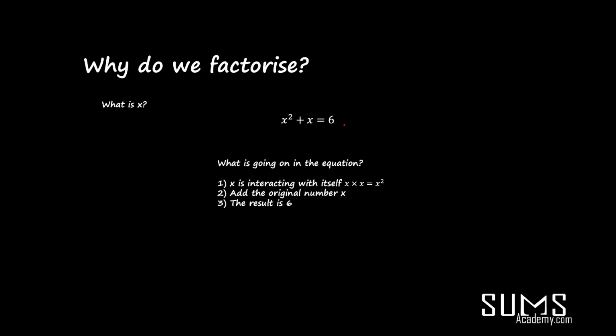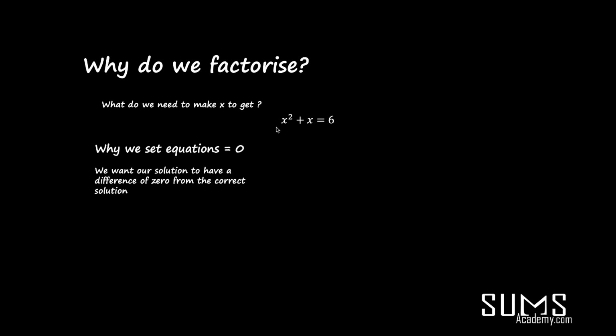Because you can't just take x over here, because then you have x's over there. What we do is, this is why you always see in maths, we're always setting things to 0. And you think, oh, why do we set things to 0? Well, the reason is we want our solution to have a difference of 0 from the correct solution. I know that sounds a bit confusing, but basically what we're saying is if we want the difference between the right answer and the wrong answer to be 0, then we have the right answer. If you're 0 meters away from where you want to be, you are where you want to be. So that's one way of thinking about it.